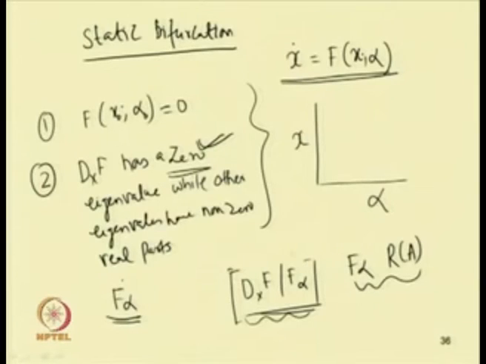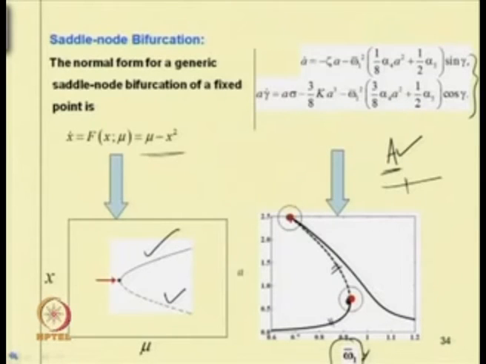In case of the saddle node bifurcation point, we have to construct the DXF and F alpha matrix, and we have to check whether this F alpha belongs to the range of A. If it does not belong to the range of A, then we can tell this is a saddle node bifurcation. Otherwise, it may be a transcritical or a pitchfork bifurcation point. So, let us see the generic form of the pitchfork bifurcation point.